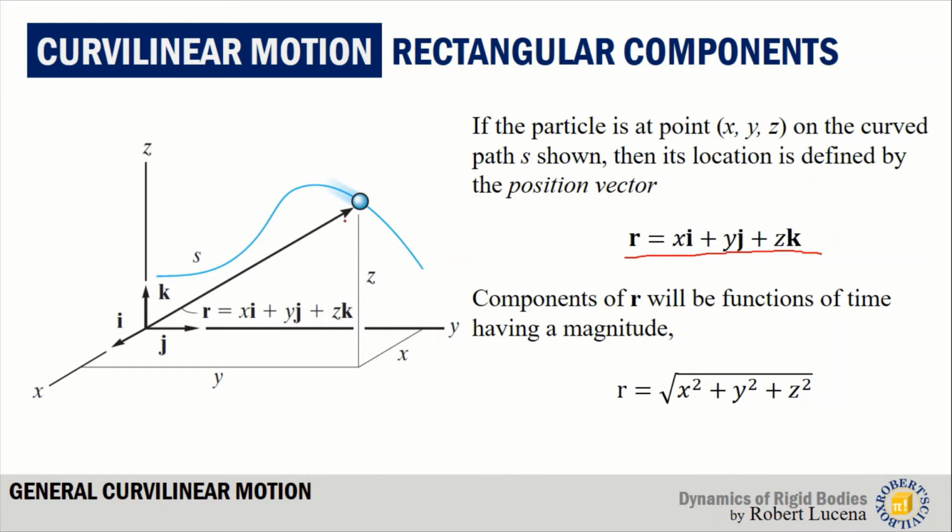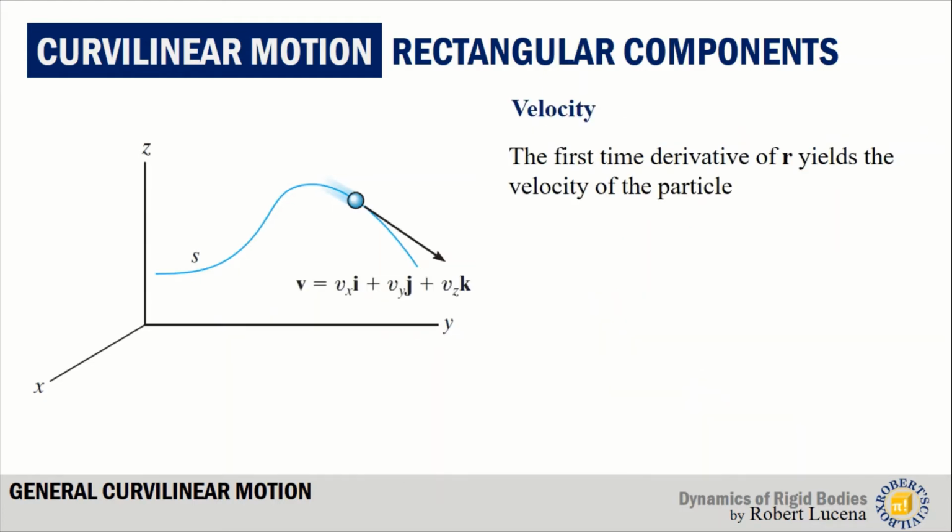So the magnitude of the position could be determined by using the Pythagorean theorem for 3-dimensional rectangular coordinates. To get the magnitude, or the position of this particle relative to the origin, you will use the Pythagorean theorem, which is: the magnitude of this vector r is equal to the square root of the sum of the squares of its components.